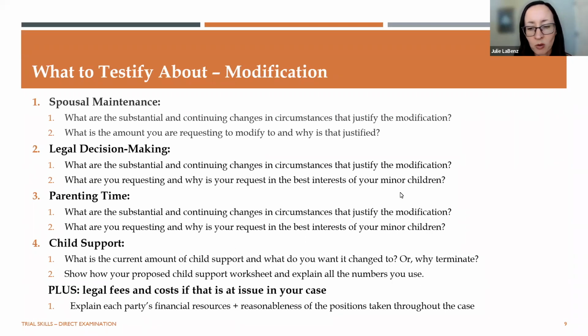So yeah, when you look at what's best for your children, you can definitely focus on the standards listed in 25-403. Those are the best interests of the child standards. And these questions about why can be really powerful when you're explaining why this is best for your kids, is to tie that into the 25-403 standards.